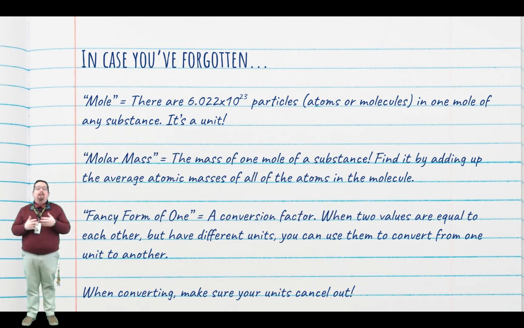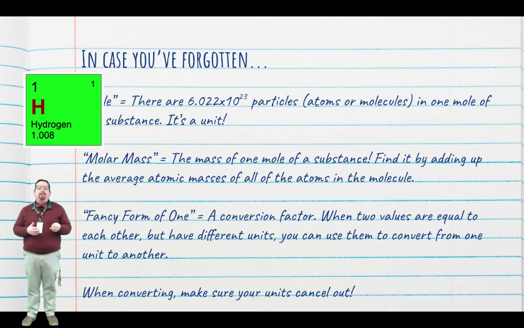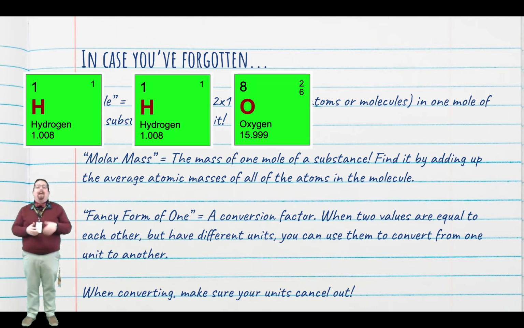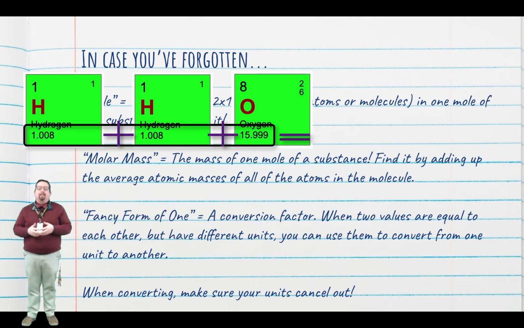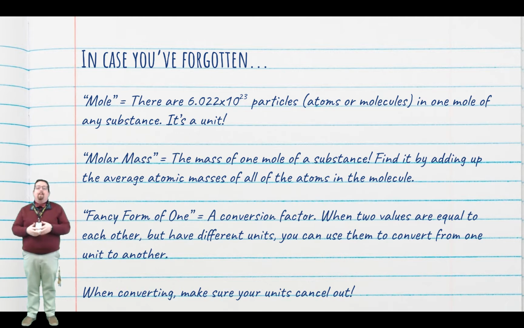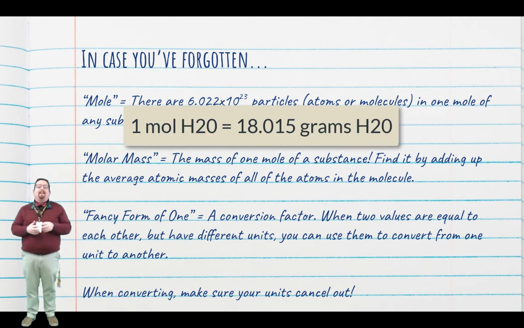You've learned that to determine the molar mass of a substance, you have to add up the average atomic masses for each of the atoms present in a molecule. For example, H2O has 2 hydrogens and 1 oxygen. So we add up their average atomic masses, the ones we find on the periodic table, and that gives us our molar mass. The unit for molar mass is grams per mole. In other words, 1 mole of that substance weighs that many grams.